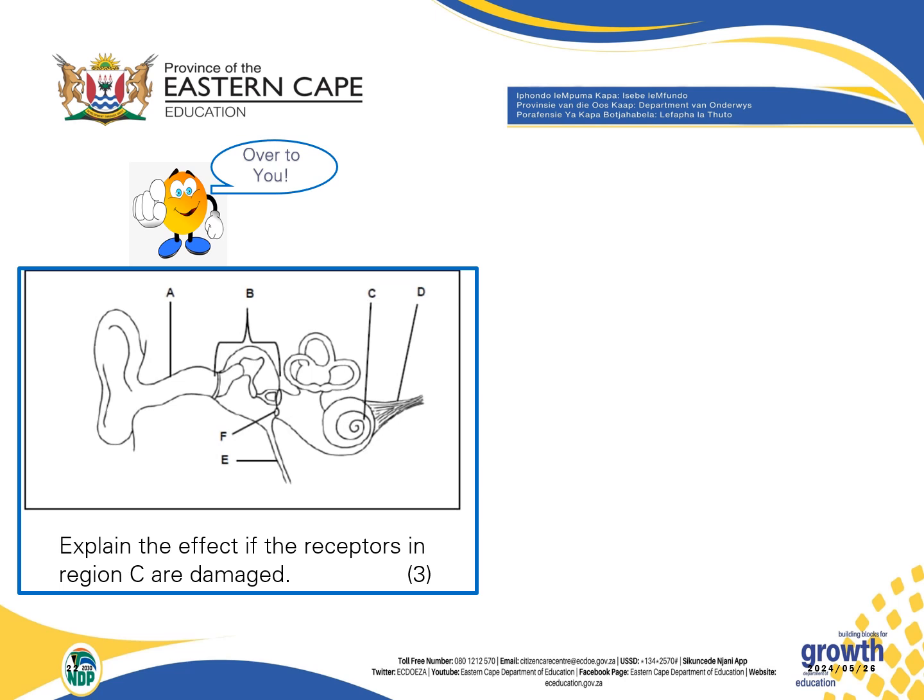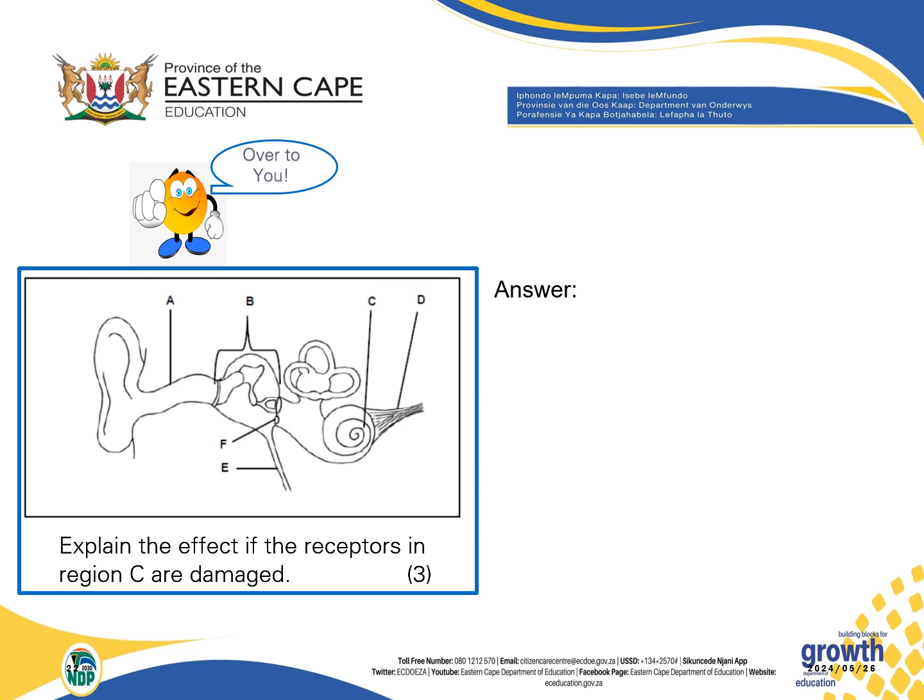Now it's over to you again. Try to explain the effect if the receptors in region C, which is the cochlea, are damaged. We'll pause while you come up with your answer.